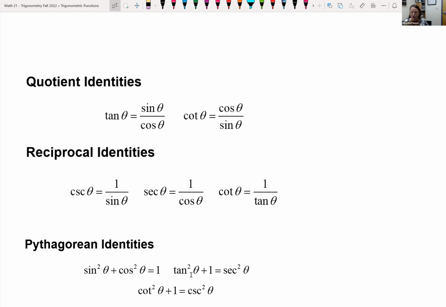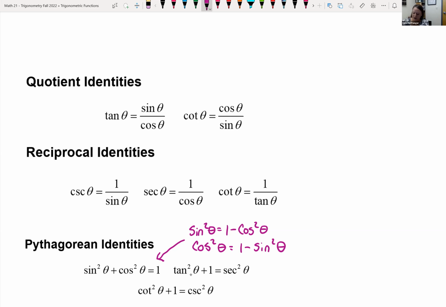The other thing is that you need to be able to notice some form of these identities. For instance, and we were using this when we were solving the trigonometric equations, we could isolate one of those trig functions, like sine squared theta, which we saw was the same thing as 1 minus cosine squared theta. Or cosine squared theta is the same thing as 1 minus sine squared theta. So when we're proving these identities, which we haven't really gotten to yet, sometimes we're going to need to use these identities to help us.